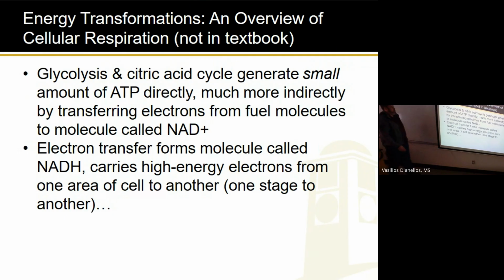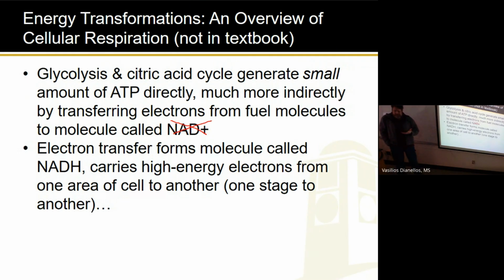But they produce much more ATP indirectly by transferring electrons from those molecules that they're breaking down, those food molecules, to something called NADH. I'll put it next to that. That will be important, just not right now. So maybe I should have included it. The point is, for right now, when we're looking at the overview, what I'm saying here is the electron transport chain, that's the one that's making the most ATP. That's like what it's all about. When we're talking about cellular respiration, it's all about the electron transport chain, that third and final part. But the other two are there basically to support it.